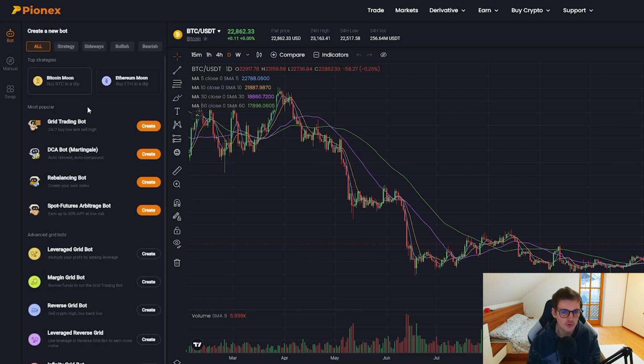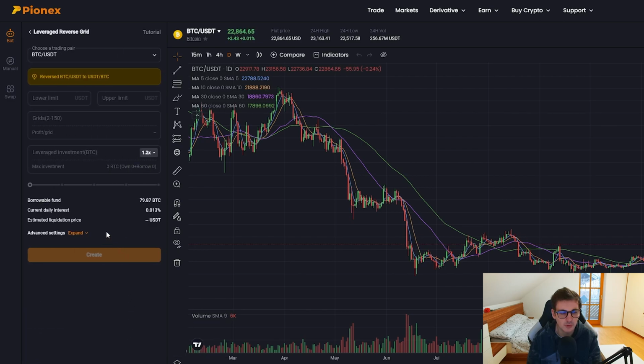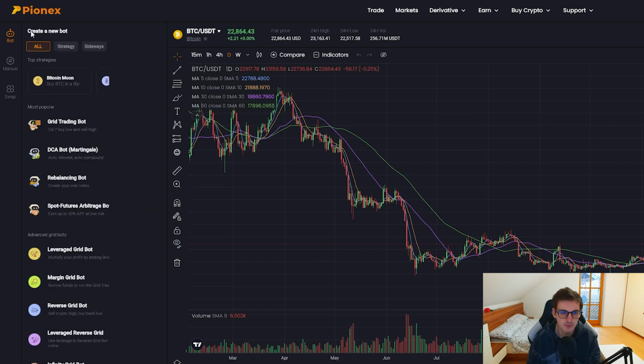Reverse grid bots can also be leveraged. Instead of multiplying the USDT that the grid bot will earn, you can multiply the amount of Bitcoin that the grid bot will earn. Of course, as with the normal leverage grid bot, always consider the daily interest rate and liquidation price. Next up are margin grid bots.